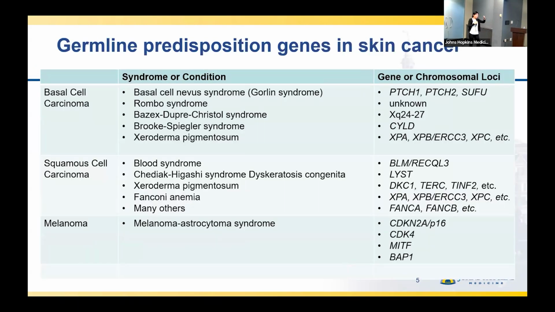So this is a big table of germline predisposition genes and skin cancer. And we're not going to go over all of this today. Each one of these could be a separate 10-minute talk. But these are some of the syndromes or conditions and their associated genes that are associated with skin cancer. We're going to be focusing on melanoma primarily.